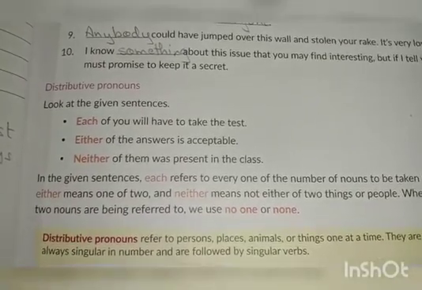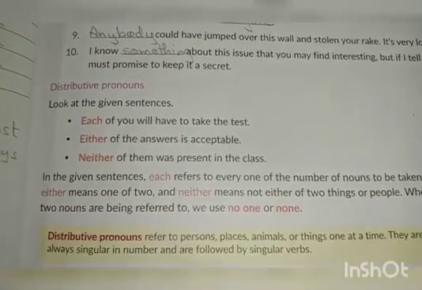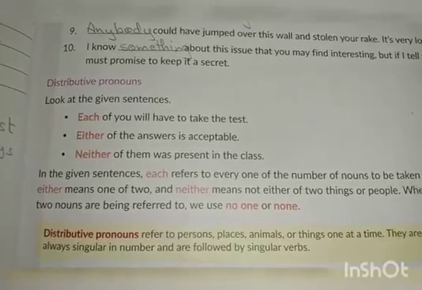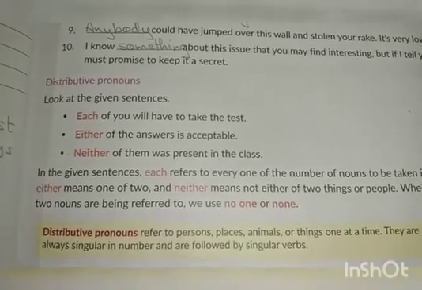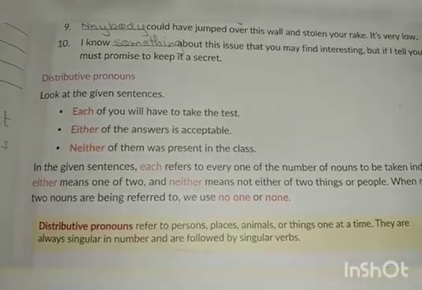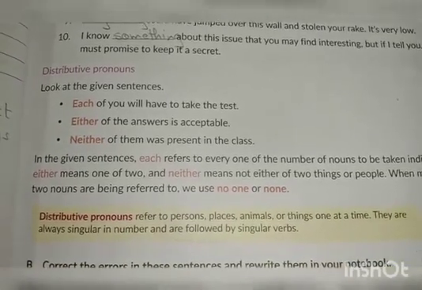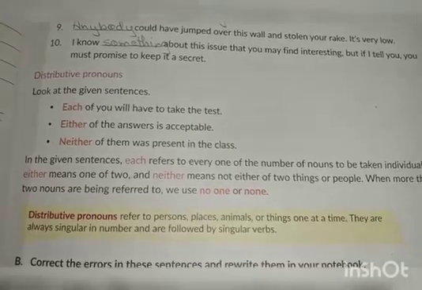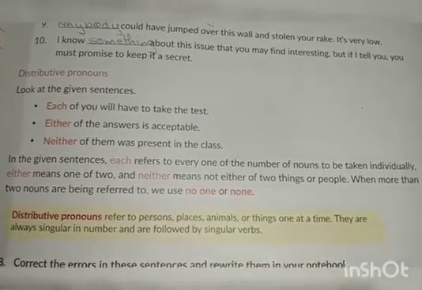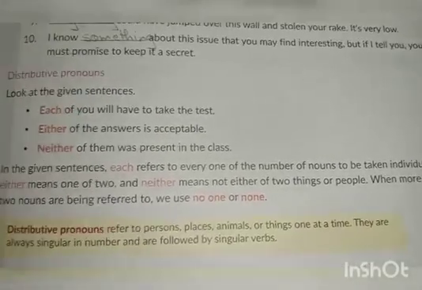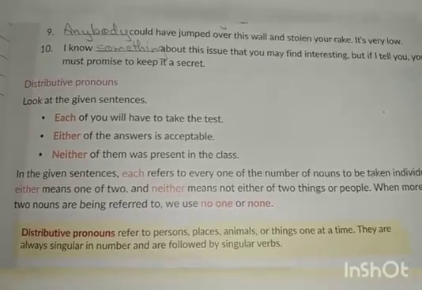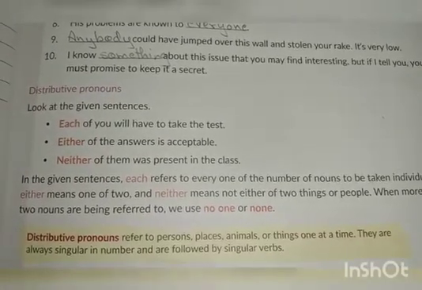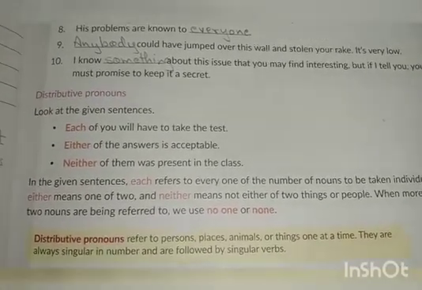Each of you will have to take the test. Either of the answers is acceptable. Neither of them was present in the class. Now, in the given sentences, each refers to every one of a number of nouns, to be taken individually. For example, if there are 20 students in a class, the teacher is giving the instruction, or you can say the command. So, everyone has to follow this.